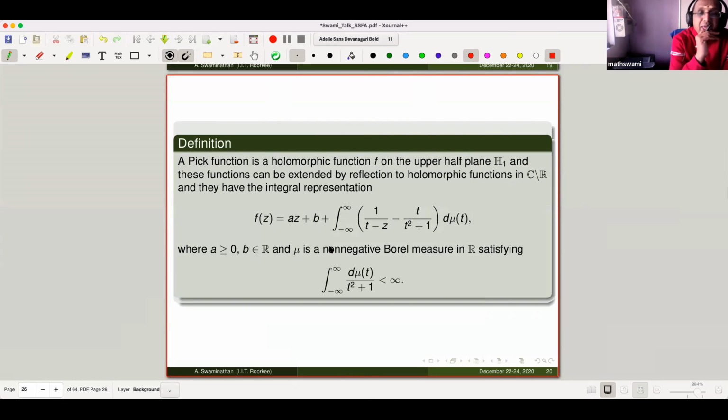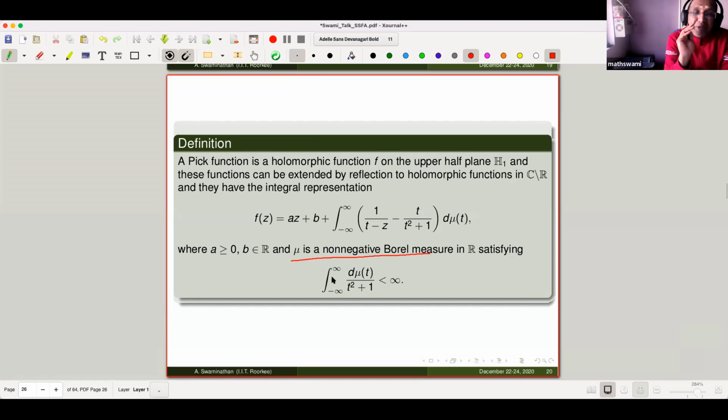Precisely speaking, a Pick function is a holomorphic function on the upper half plane, and basically these functions map the unit disk into the upper half plane. This can be extended to the whole complex plane except the real line; holomorphically this analytic continuation is possible except on the real line, but the origin is included. The origin is the only common point, and they have an integral representation precisely of this format, where this mu is a non-negative Borel measure satisfying this condition.